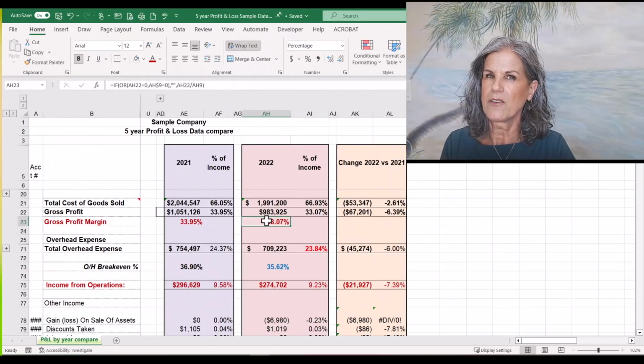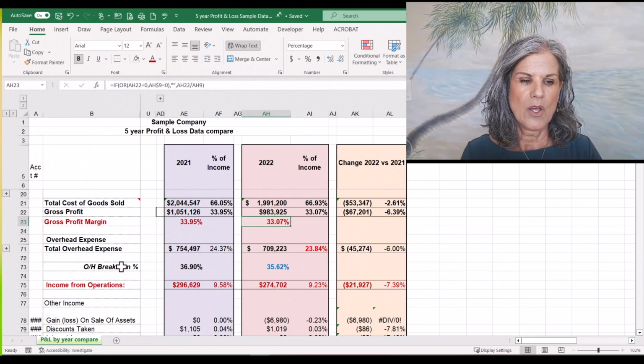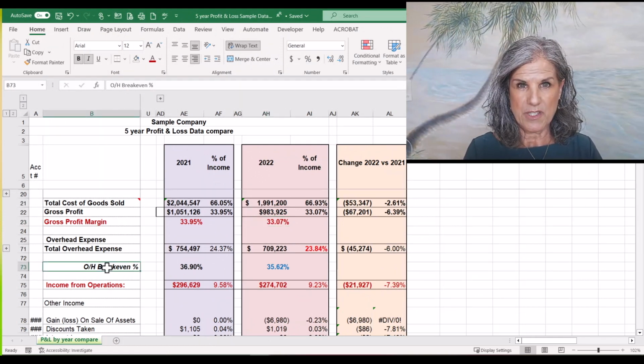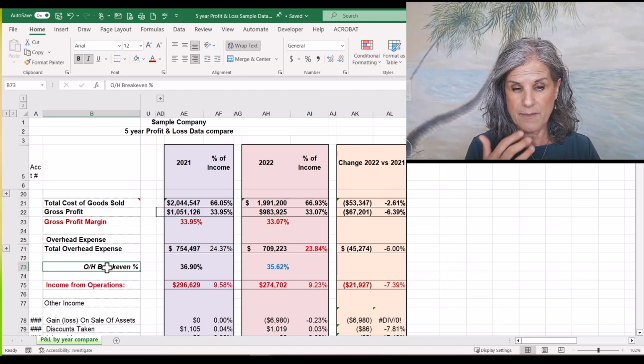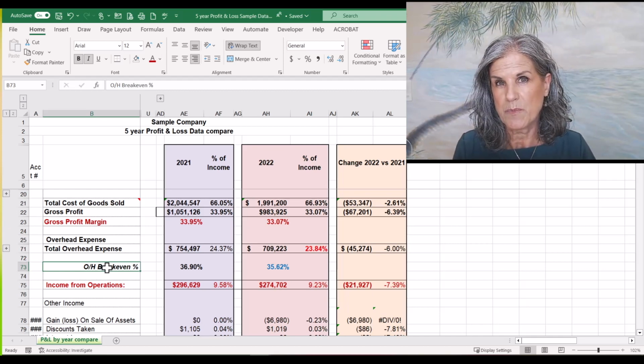All right, let's talk about overhead for a second and your overhead break-even percentage. Your overhead break-even percentage is how much I have to mark up my cost of goods sold just to make nothing on the bottom line. And oftentimes people get this number wrong.